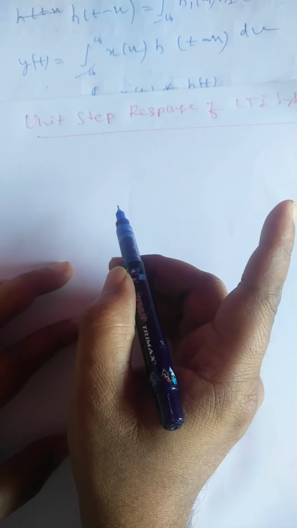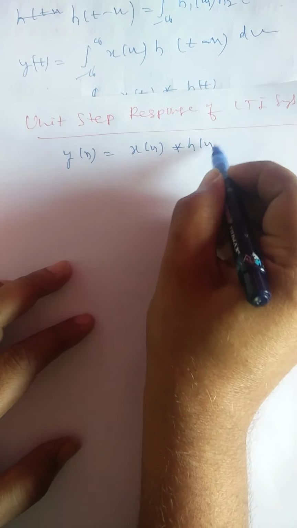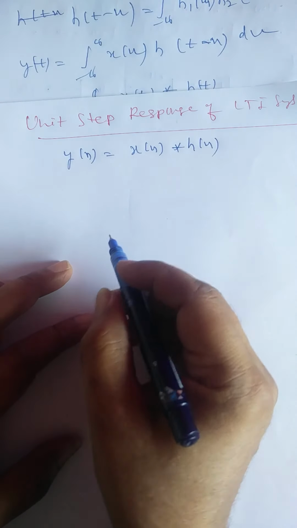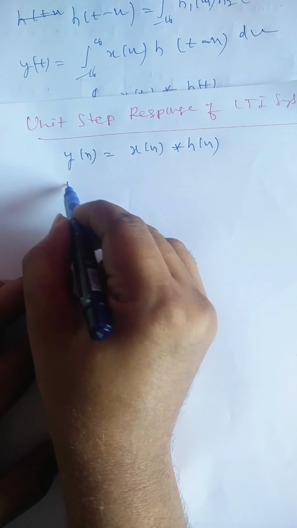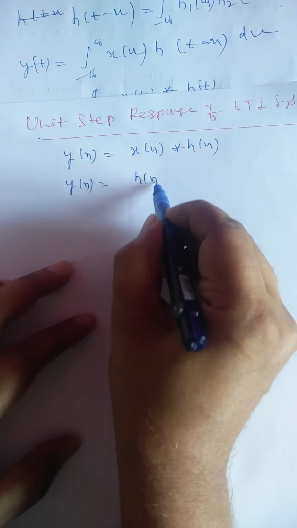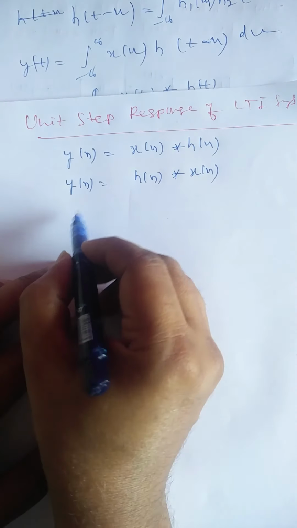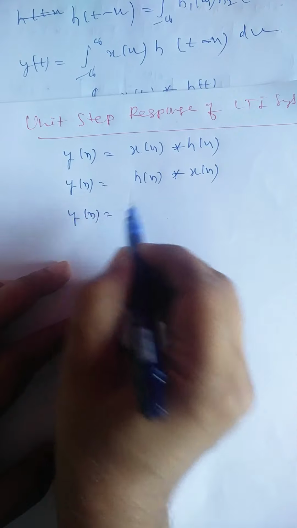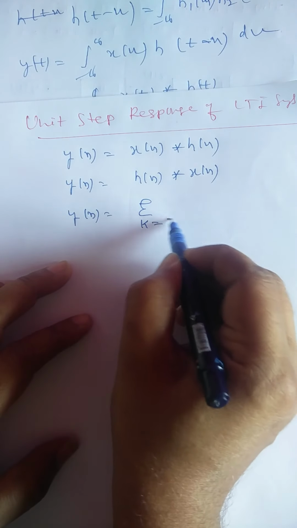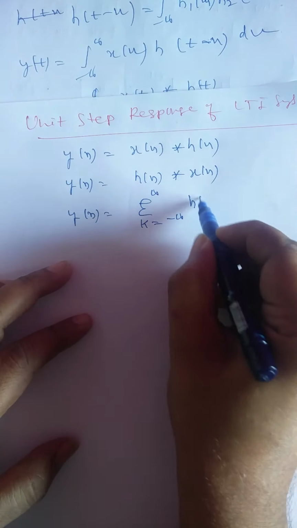We know that the output of an LTI system is given by x of n linearly convolved with h of n. That is also the same as y of n is equal to h of n, using the commutative property, linearly convolved with x of n. You can write this as y of n is equal to summation of k tends from minus infinity to plus infinity of h of k into x of n minus k.